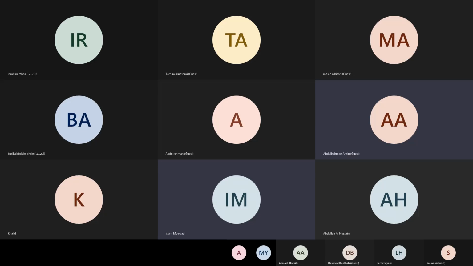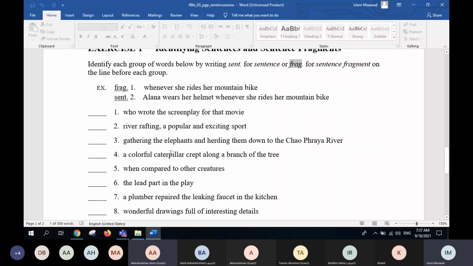Number three: gathering the elephants and herding them down to the Chao Phraya River. Is it a sentence or a fragment? What do you think? I don't think it's a sentence. So it is not a sentence, right? Yeah, that's a fragment, correct, because we don't have the subject.